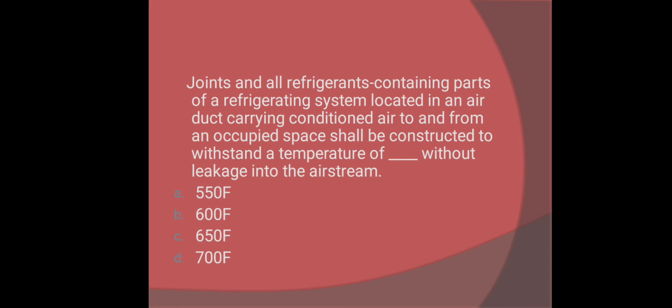Joints and all refrigerant-containing parts of a refrigerating system located in an air duct carrying conditioned air to and from an occupied space shall be constructed to withstand a temperature of blank without leakage into the air stream. Sagot natin dyan ay 700 degrees Fahrenheit.